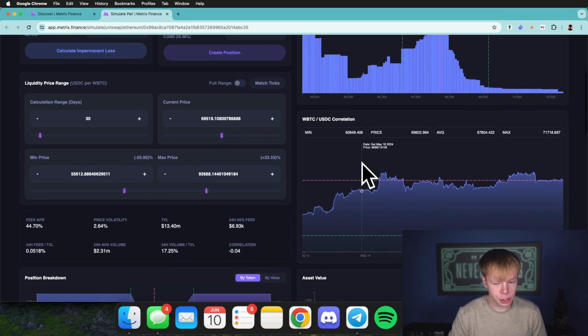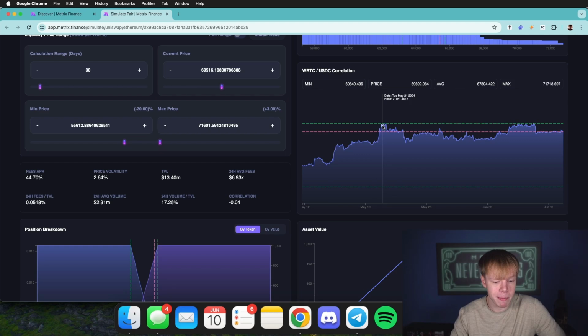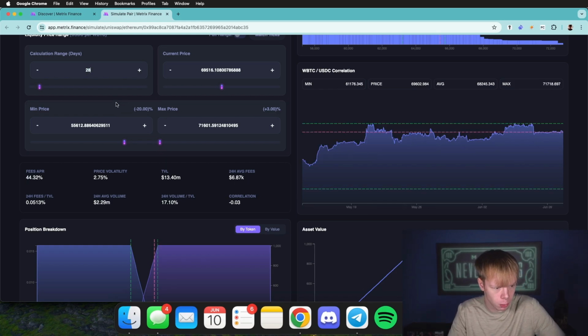And from here, I want to look at this correlation chart to the right and start to adjust my min and max price. I usually start by having my max price at the 30-day high, mainly because I have an investment horizon of roughly 2 weeks per liquidity pool, which means if I have a 2-week horizon per liquidity pool, I want to double that and have that as my calculation range. So 30 days will be fine. I could even go to 28 days if I really want to. So I'll do 28 days, and then my min price I'll put at the bottom.